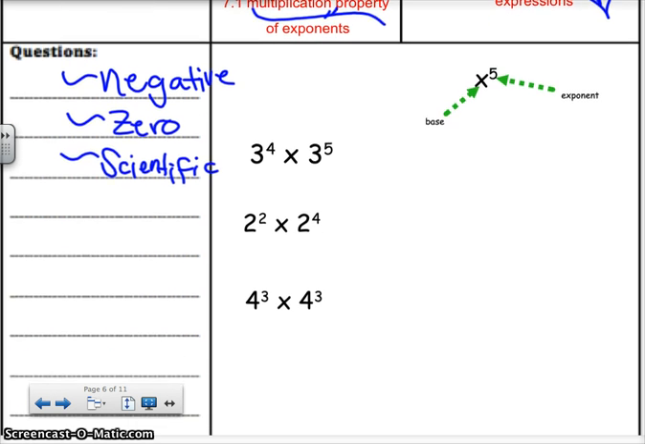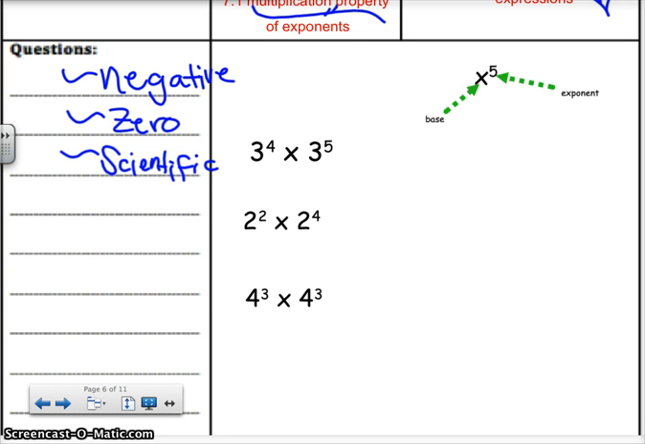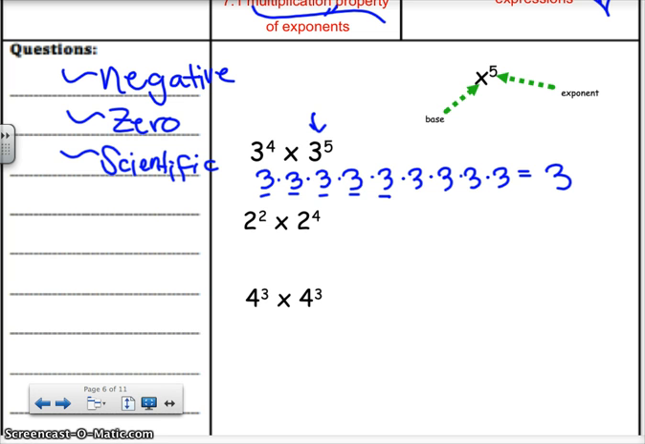All right, we're going to formulate this rule ourselves. I want everyone to write 3 to the 4th. What does that mean? How many 3's do I have? Write it down. 1, 2, 3, and 4. Times 3 to the 5th. How many 3's do I have in this term? 5. Write it down. 1, 2, 3, 4, and 5. Okay? Which is 3 to the how many? 1, 2, 3, 4, 5, 6, 7, 8, and 9. 3 to the 9th. 3 to the 4th times 3 to the 5th is 3 to the 9th.